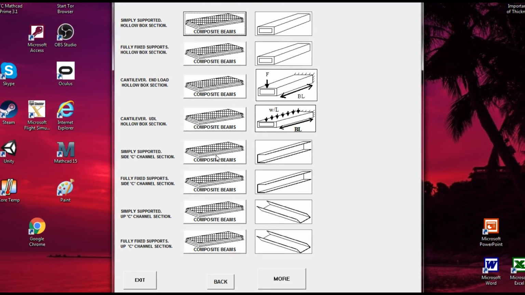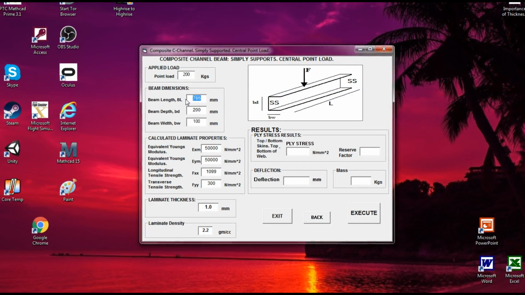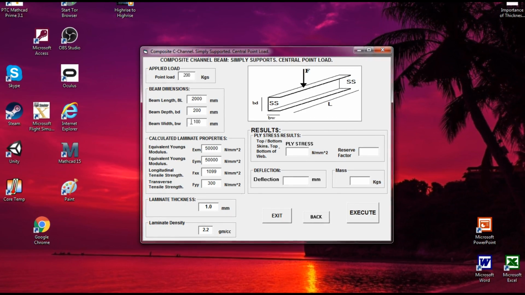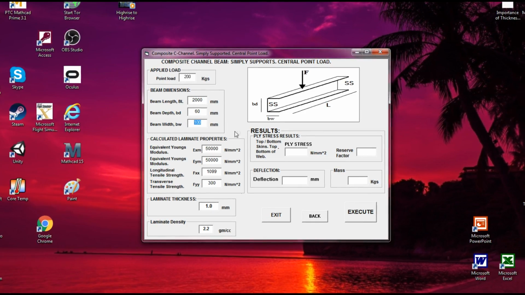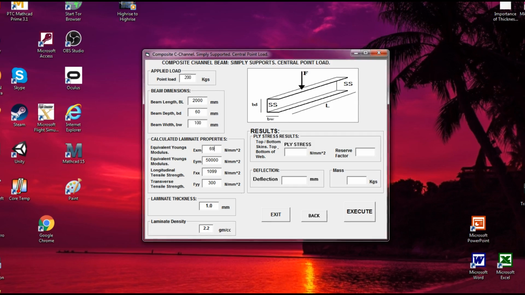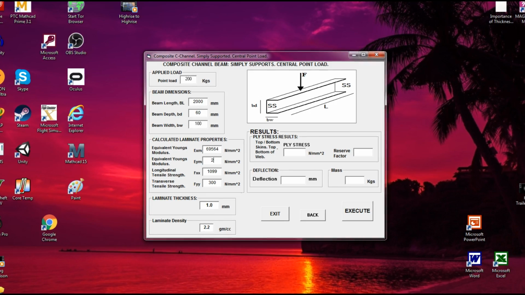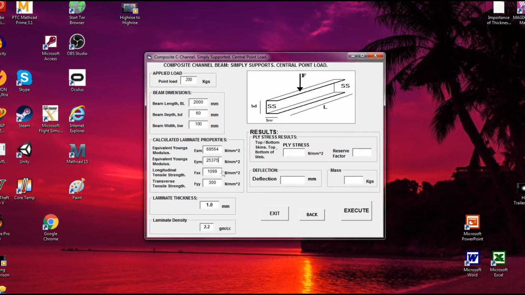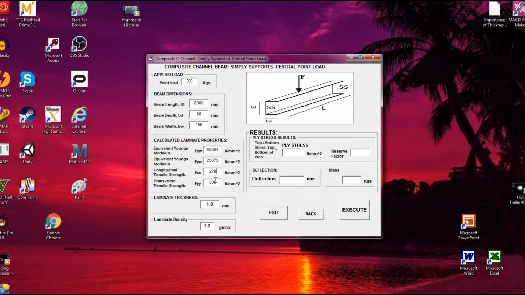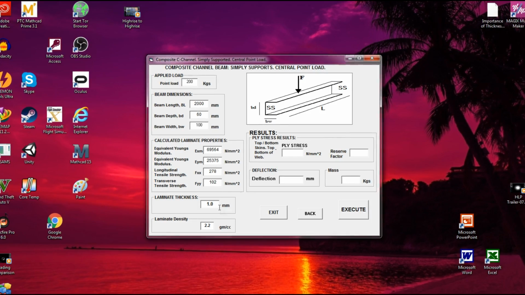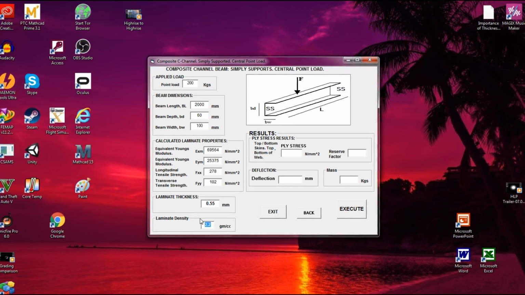Select the icon, which is the simply supported C-channel beam, and type in the value of 200 kilograms in the top box for the centrally applied load. Next, we put in the beam dimensions. And then we write the composite material properties that we previously calculated and used for the box beam. The thickness of the composite laminate is 0.55 millimetres. The material density, in this case, we are still using carbon fibre at a density of 1.8 grams per cc.